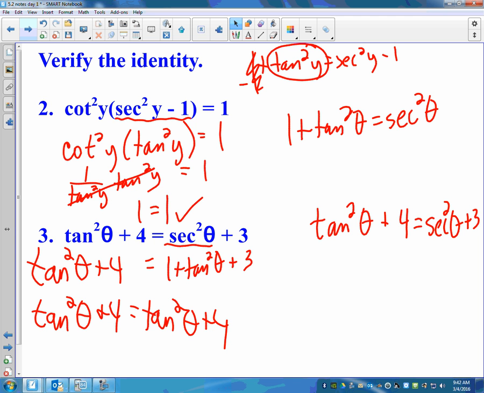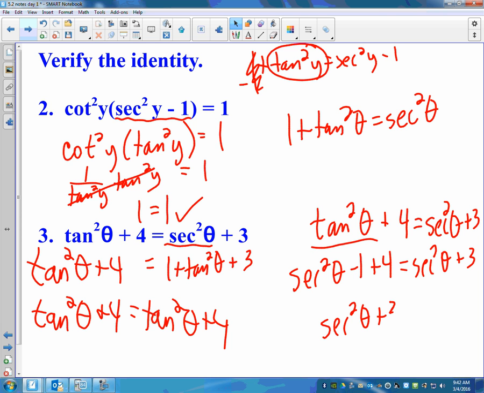If I chose to work with this side, tangent squared is going to equal secant squared minus 1. So you get secant squared minus 1 plus 4 equals secant squared plus 3. And again, I'm just combining those, and I get secant squared plus 3 equals secant squared plus 3. So I just want to pick this example, not that it's a hard example, but just to show you that you're allowed to work with whichever side you see something to work with.